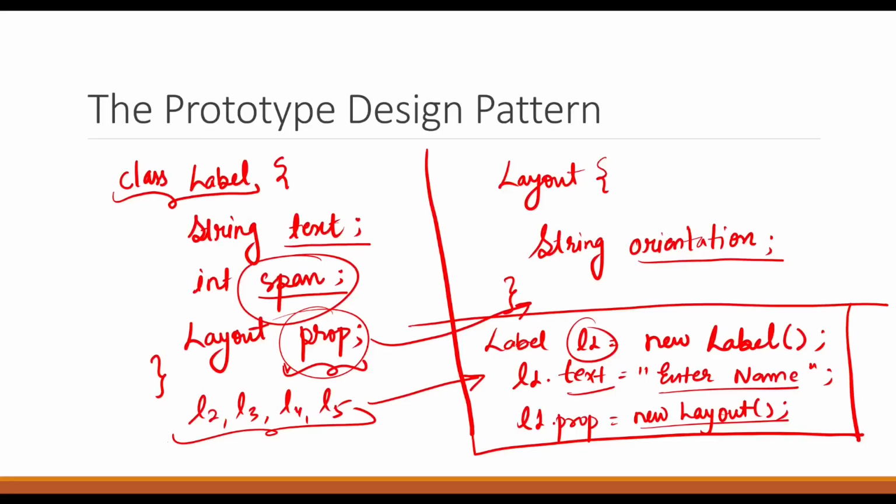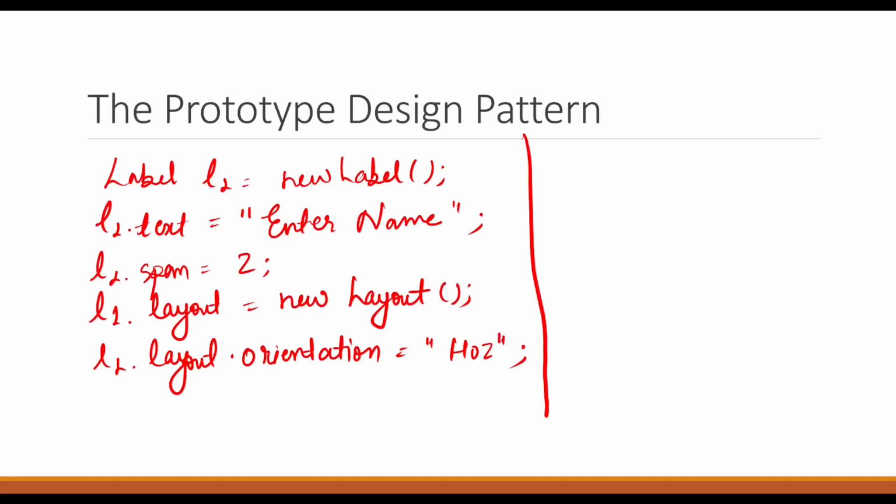But each label might have different text values, which can easily be changed by just having this line of code, and then we can remove the other lines of code. We don't need these codes if we can have a template of L1 and then simply change those values. So if we go ahead and change it to a prototype design pattern, the thing will look something like this. So this is how the L1 would be, and if I would want to create the copy of L1, I would do something like this.